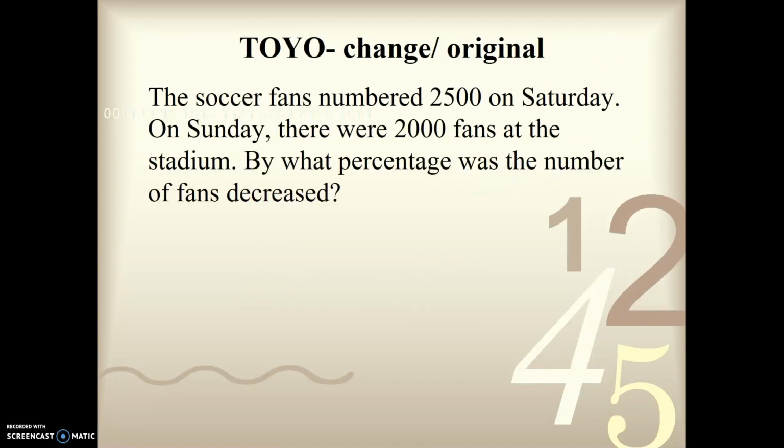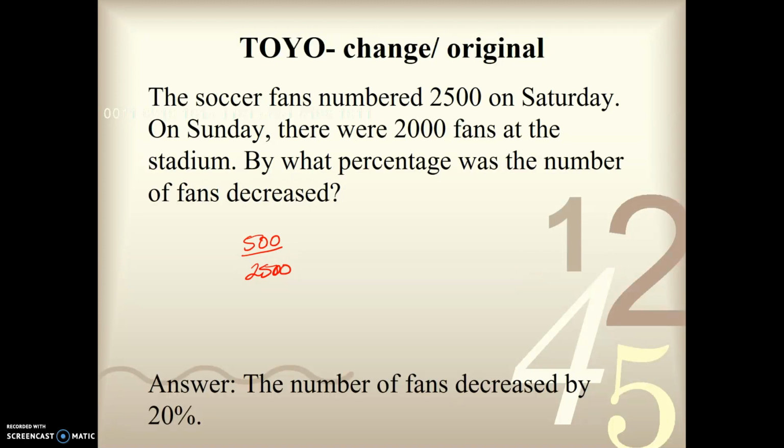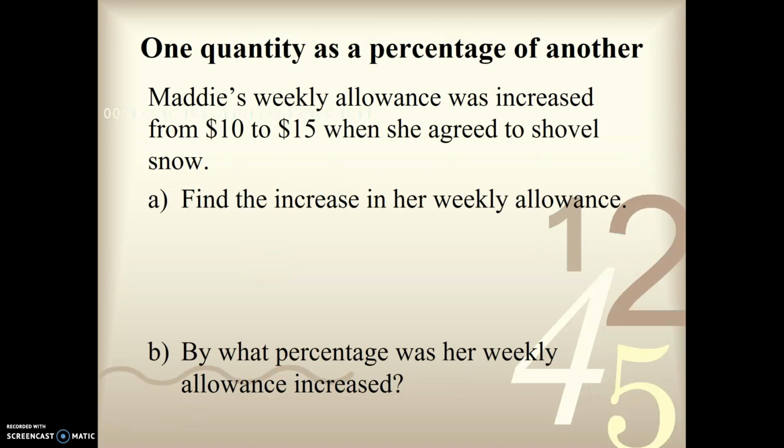Okay, another TOYO. Go ahead and stop the video, come back, and check your work. All right, so hopefully you did the decrease on top and the original on the bottom, which meant that you ended up with a fraction that looked like this. And when you did all the math on that, you ended up with a decrease of 20%. So we would say that the number of fans decreased by 20%. Okay, last one that I'm going to teach through, and then you have one more TOYO.